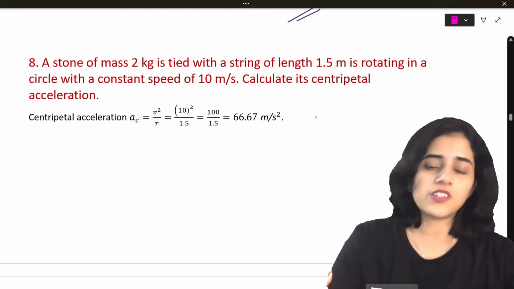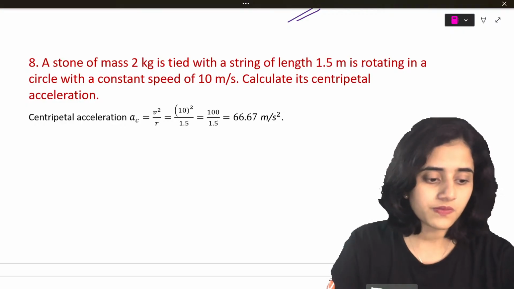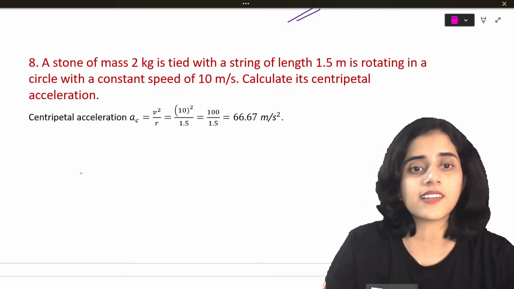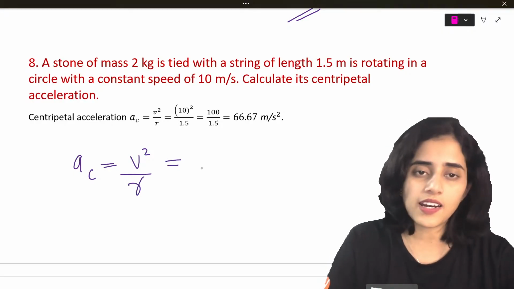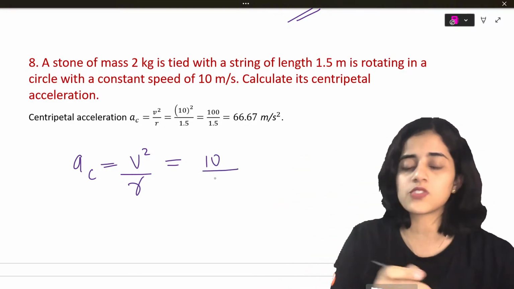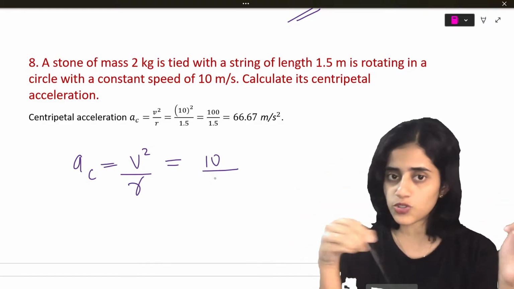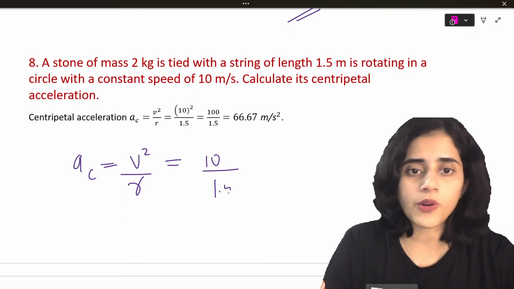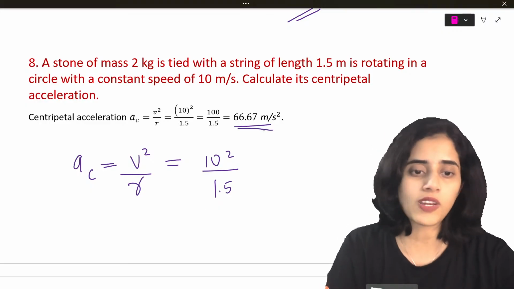Okay. Next question. A stone of mass 2 kg is tied with a string of length 1.5 meter and is rotating in a circle with constant speed. Calculate centripetal acceleration. Centripetal acceleration we already know is v square by r. What is velocity? 10. And r is the length. So if this is rotating like this, to find centripetal acceleration, I need how fast it's rotating and the length. Length is 1.5. So 10 square by 1.5, you should get 66.67.